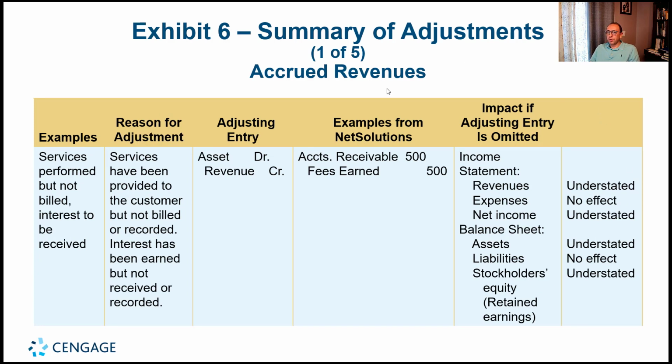So let's start with accrued revenues, and this is when service is performed but not billed, or interest to be received. All of these are considered to be accrued revenue. Remember, the word accrued can be translated or converted into unpaid. So unpaid revenue is that we earned our revenue but we didn't get the cash yet. And here we have an example for accounts receivable and fees earned. So we provided service, we didn't get the cash yet, so we debit accounts receivable and we credit the fees earned. That's our adjusting entry.